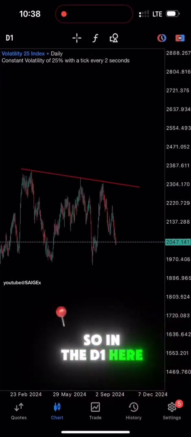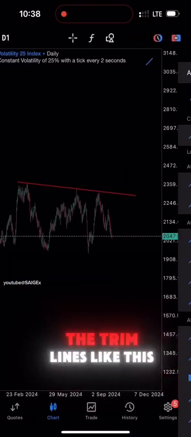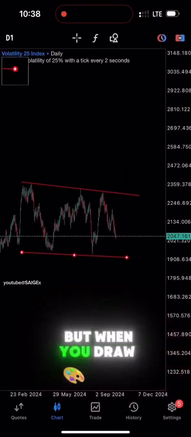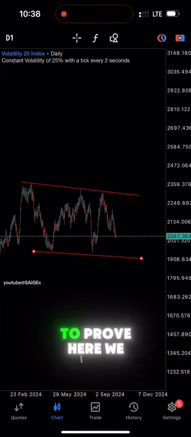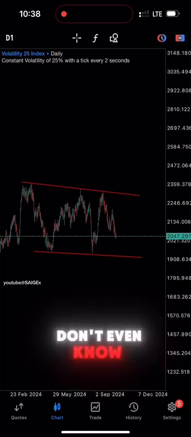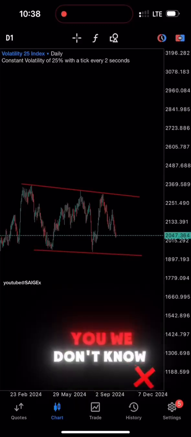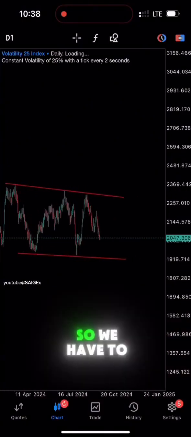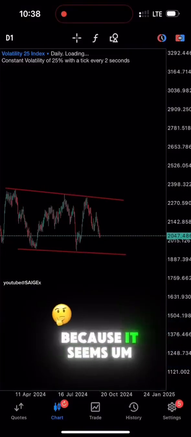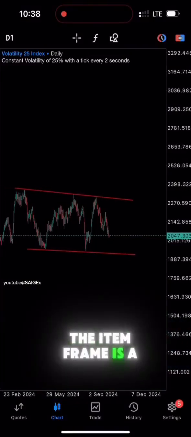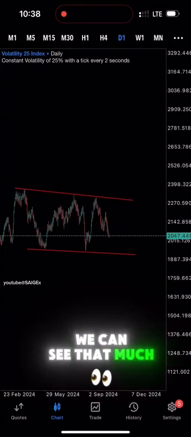So in the D1 here, we start by drawing the trend lines like this. But when you draw something like this, you are not really sure what the trade is trying to prove here. We don't even know if it's going to go up or down. We don't know. So we have to go down so that we can try to confirm, because it seems the higher time frame is a bit blurry. We can see that much.